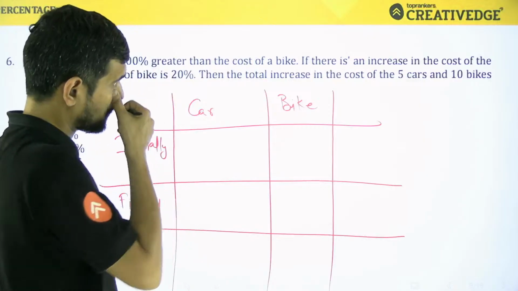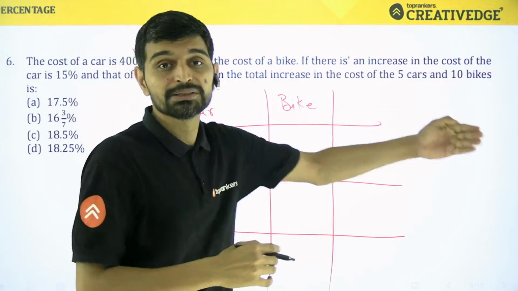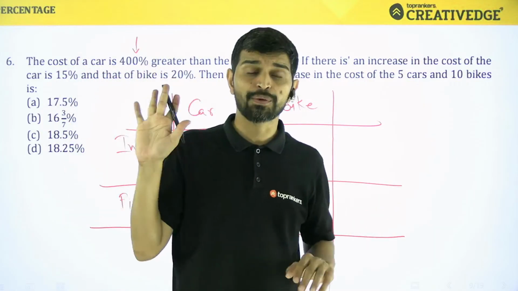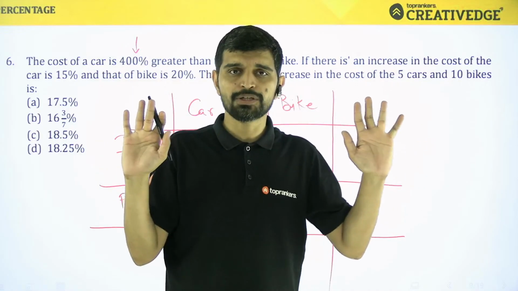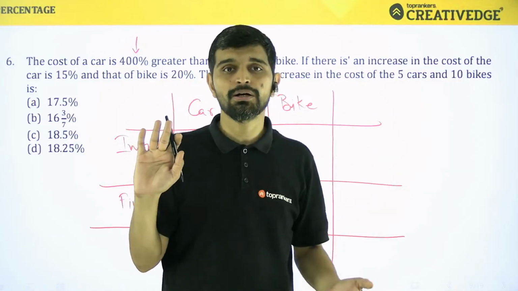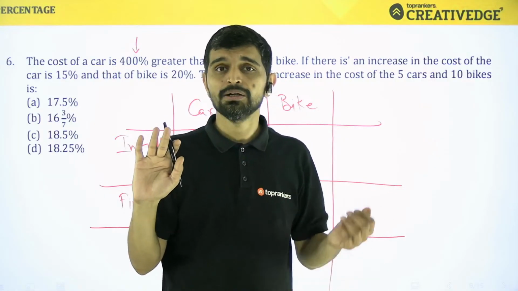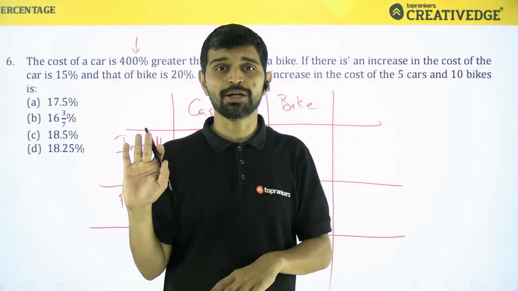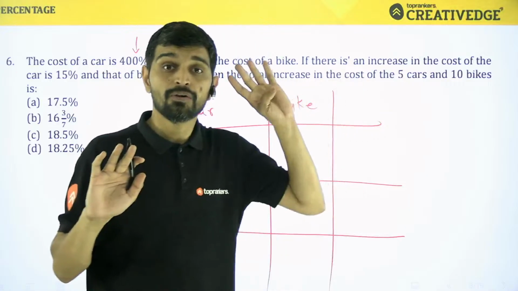So this cost of car is 400% greater. If something is 5 rupees, another thing is also 5 rupees, so both are 100% of each other. But if I'm saying product A is 100% greater, price of product A is 100% greater than price of product Z. That means if price of product Z is 10 rupees, price of product A will be 10 plus 10, that is 20. So here 400% more.